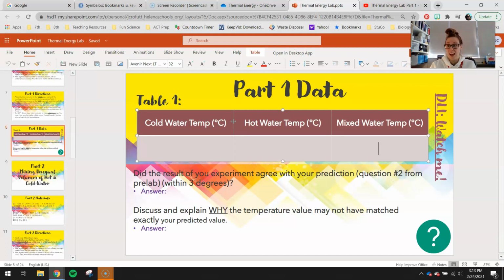So maybe you said halfway. All right, this is 0, this is 50, so the halfway point would be 25. I think my water would be 25, okay? Did you notice that between your cold water and your hot water, it was about halfway? Okay. Discuss and explain why the temperature value may not have matched exactly your predicted value.